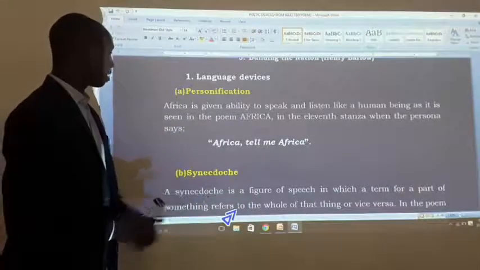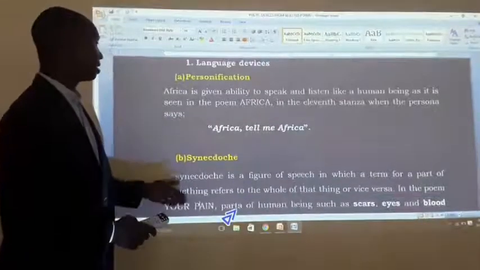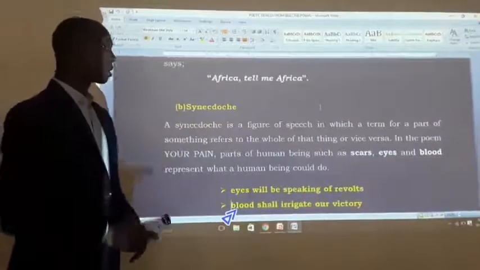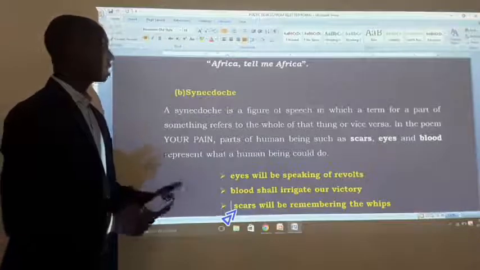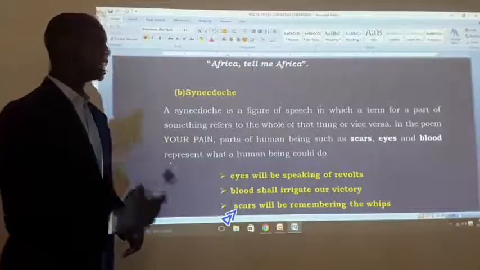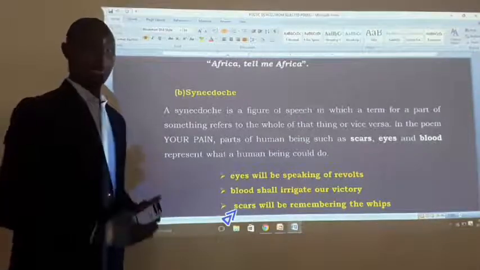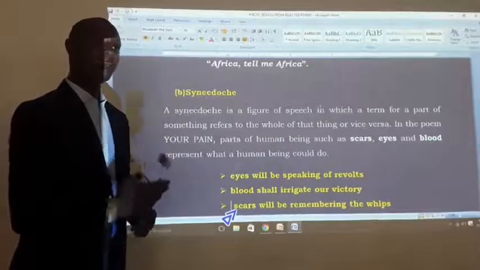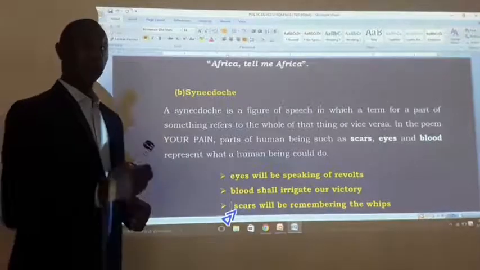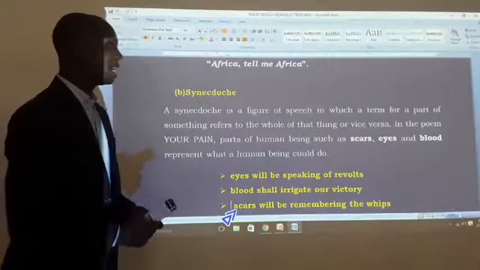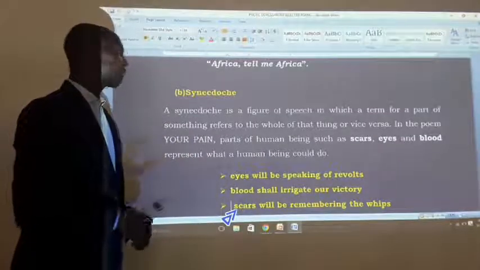Apart from that, another figure of speech, of course, which makes it a language device, is synecdoche. What is synecdoche? A synecdoche is a figure of speech, or we would say a device, in which a part represents the whole, or the whole can represent the part, meaning that when we have a whole representing a part, or vice versa, in literary genres, then we say it's the application of synecdoche.